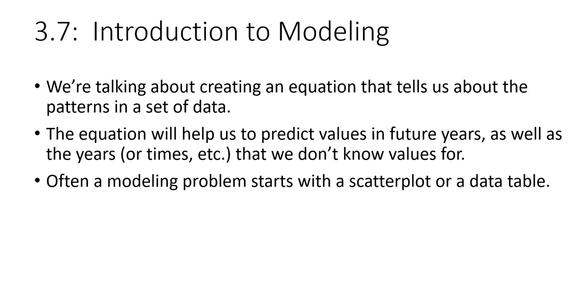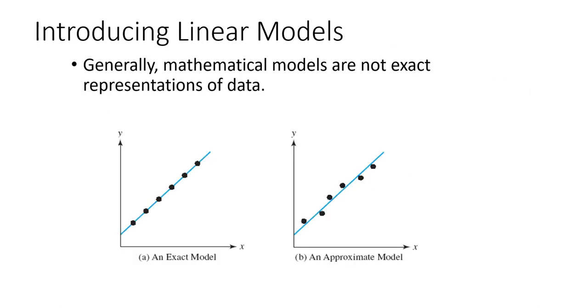It'll allow us to give information about maybe some years that are not on the chart. And it usually starts with either a scatter plot or a data table. So if we look at these two plots, right? The first one is an exact model. So it's something that's always going up and over by the same amount.